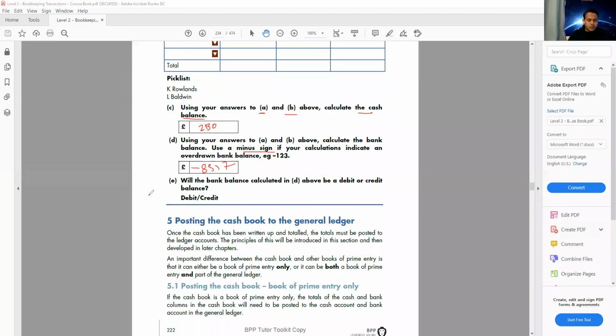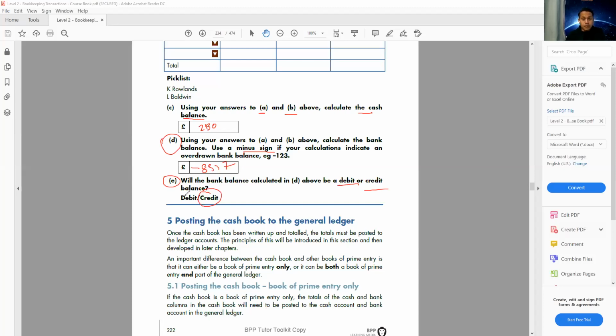Okay. And the final question is, is the bank balance calculated in D a debit balance or a credit balance? This is our credit balance. Remember that it is from our point of view, from the business point of view. It is not from the bank's point of view. Because if the bank says it is a credit, that means this is your money. But when you say credit, this is a liability. Be very, very careful.